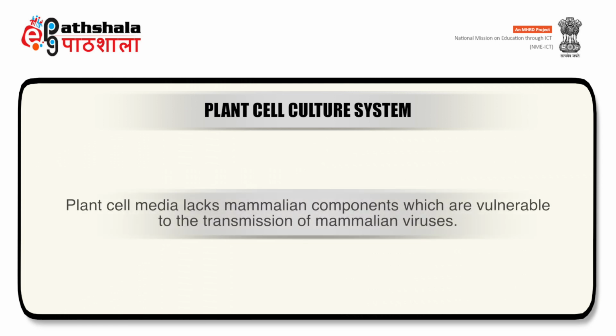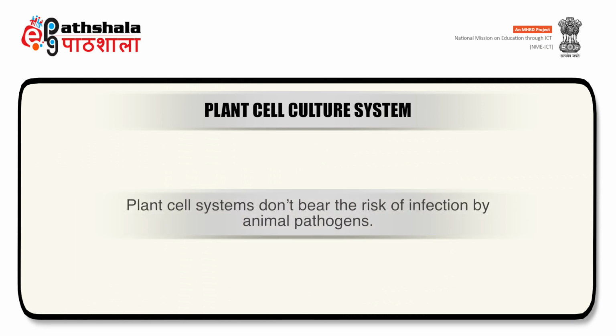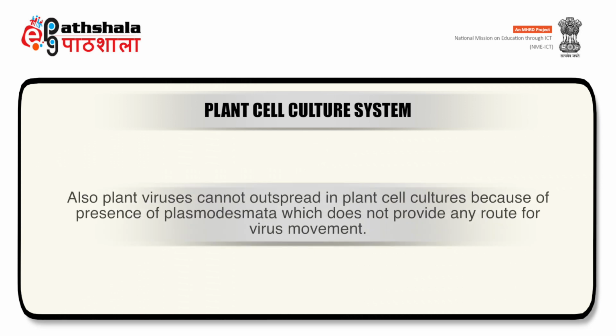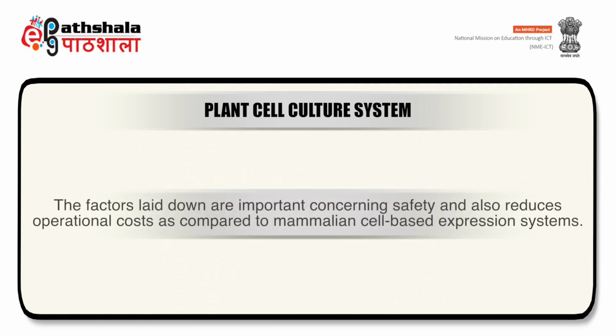Plant cell media lacks mammalian components which are vulnerable to the transmission of mammalian viruses. Plant cell systems don't bear the risk of infection by animal pathogens. Additionally, there is a natural barrier present in plant cell cultures against mammalian pathogen contamination. Also, plant viruses cannot spread in plant cell cultures because of the presence of plasmodesmata, which does not provide any route for virus movement. The factors laid down are important concerning safety and also reduce operational costs as compared to mammalian cell-based expression systems.